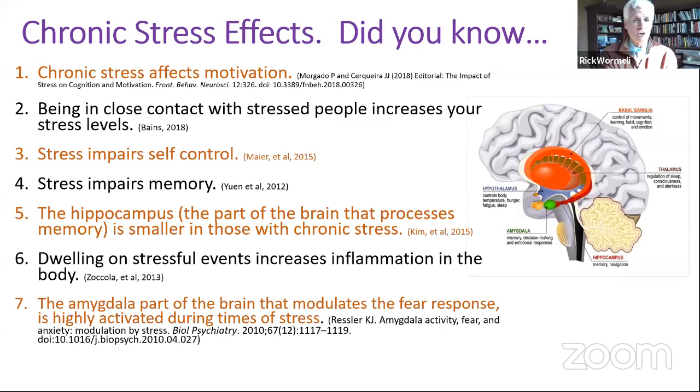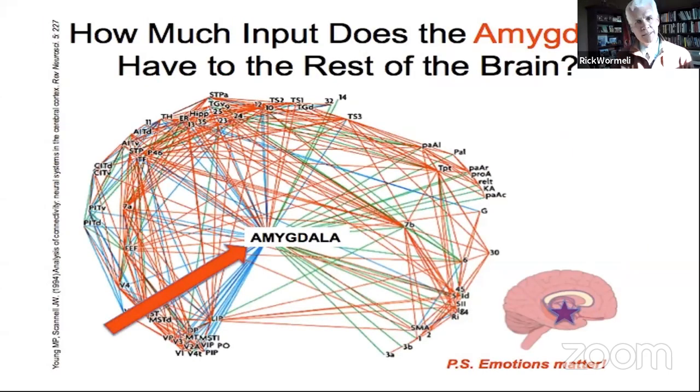Being in close contact with stressed people affects your stress levels. It impairs self-control and increases impulsivity. I'm going to cheat. The hippocampus is smaller, and the hippocampus is what helps us form long-term memory, at least sending things into different places for long-term memory. And then there's dwelling on the stress, the modulating fear response with the stress. This is the amygdala. Everything comes in to the amygdala, which is the emotional response center. Look where the amygdala affects all those parts of the brain. So this is a huge thing.